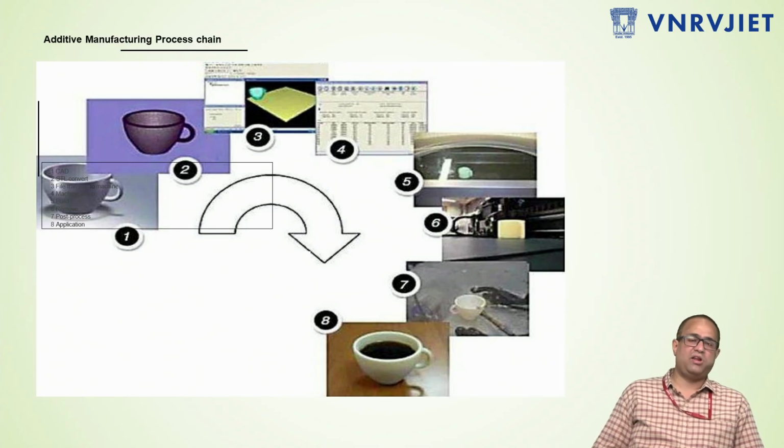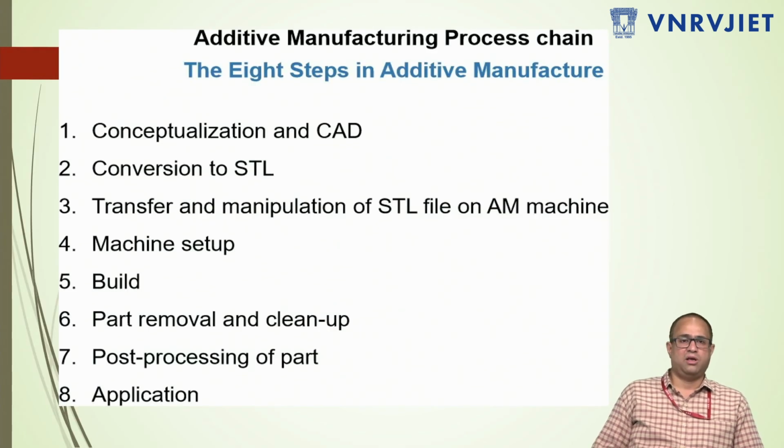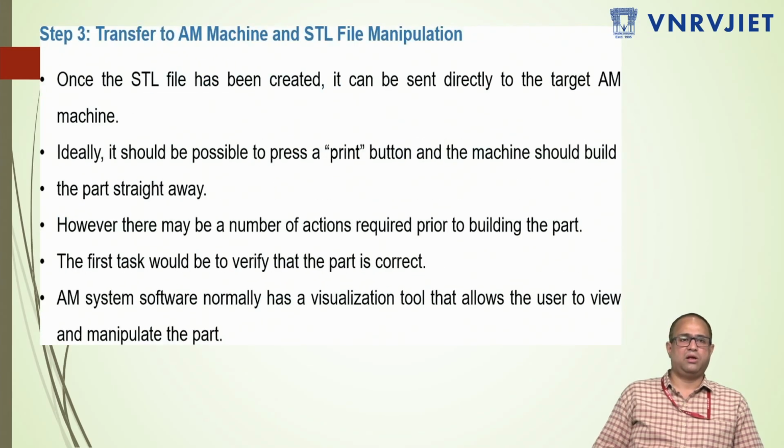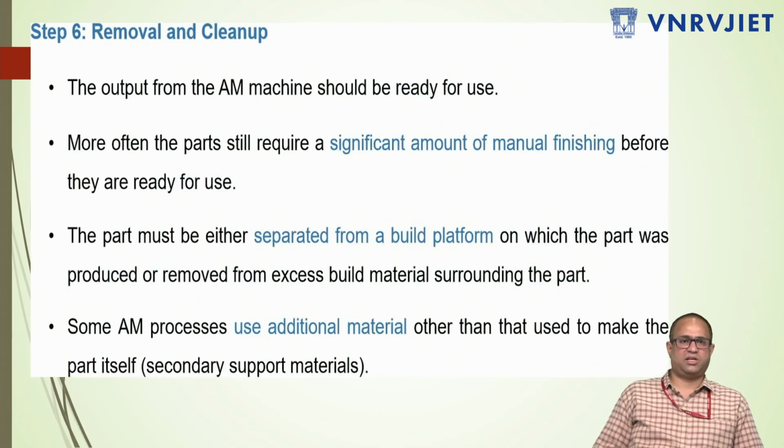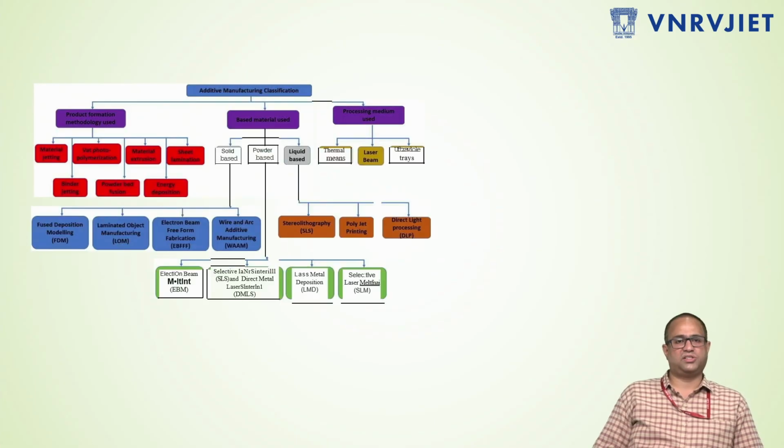So for every additive manufacturing process, from material extrusion to metals, this is the common AM process. So this is the standard procedure which we are supposed to maintain using this AM process chain. As you can see, I will briefly explain the steps: the concept of CAD, conversion to STL, transfer and manipulation of the STL file and machine setup, followed by build, part removal and cleanup, post-processing of the part and application. So these are the steps, whatever I explained. Transfer to the machine and machine setup, removal and cleanup, post-process and application, right?